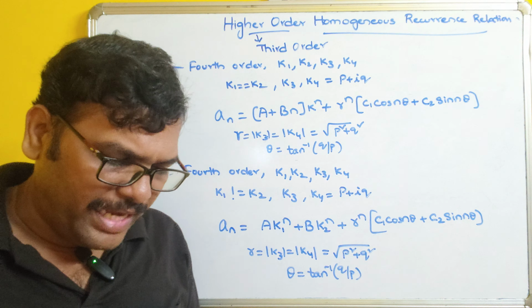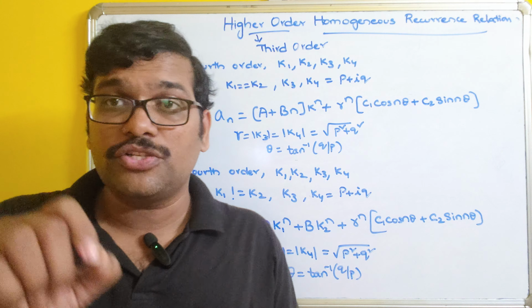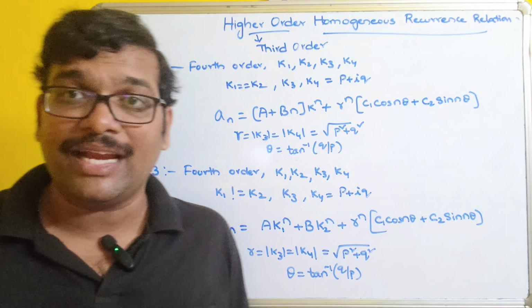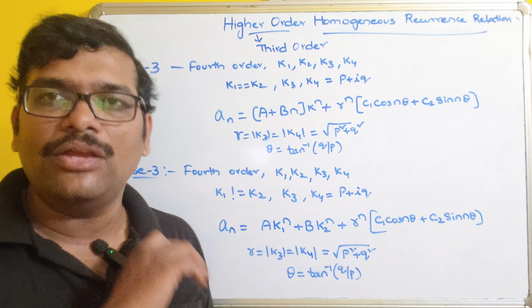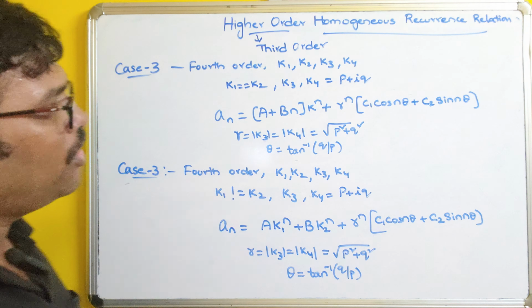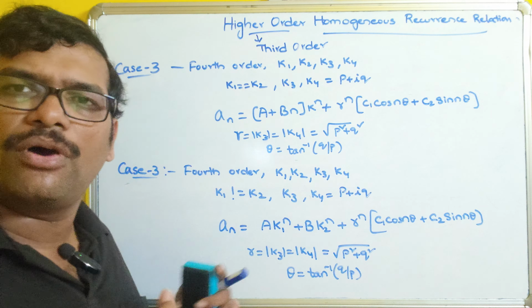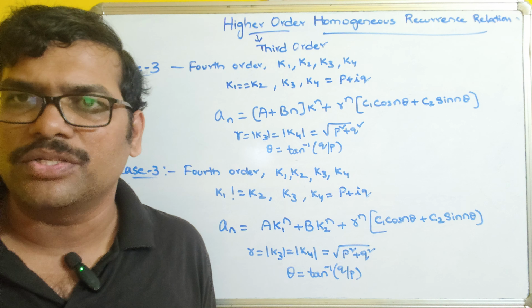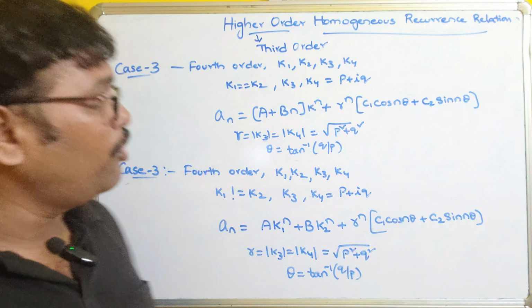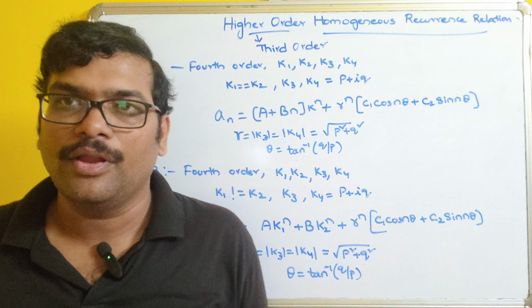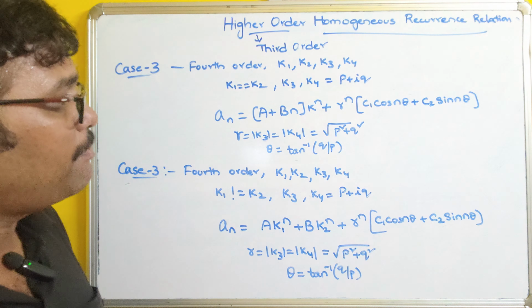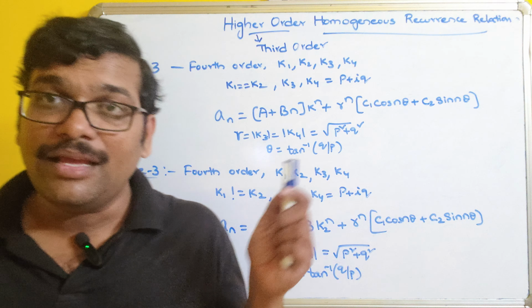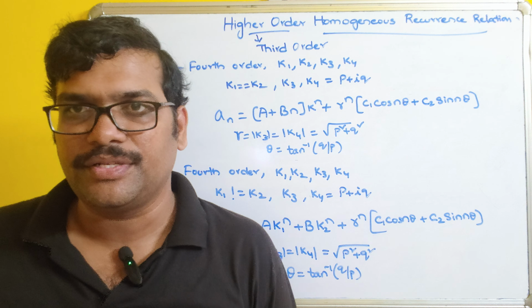So there are a lot of cases. If you understood how to solve the second order recurrence relation, then automatically you will be able to solve any order recurrence relations: third order, fourth order, fifth order. Based upon the same formula, we are deriving the remaining orders also. So I'll stop here. This is for third order and fourth order. Just remember the formulas. In our further sessions, we'll solve a few examples on these higher order homogeneous recurrence relations.